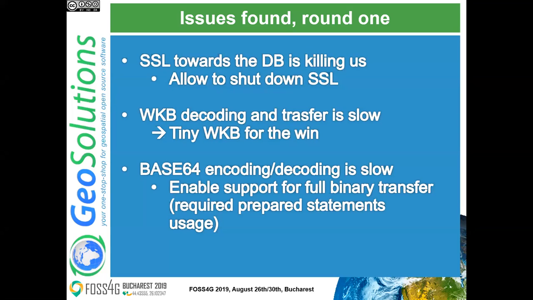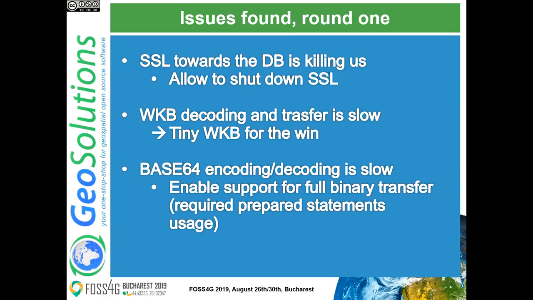So we added a way in GeoServer to just disable the SSL. There's a flag to turn it off. If your server and your database are well protected by a DMZ, then you can take the step of disabling SSL and get a significant speed up. Then we found that transferring the WKBs, that is the geometries, was a bit slow. This problem was attacked by other people before us, in particular by the CartoDB people, and they created an alternative encoding called TinyWKB, which is much smaller in terms of payload and faster to generate and designed to work with generalized data. So we also created support for TinyWKB in GeoServer, getting another speed up.